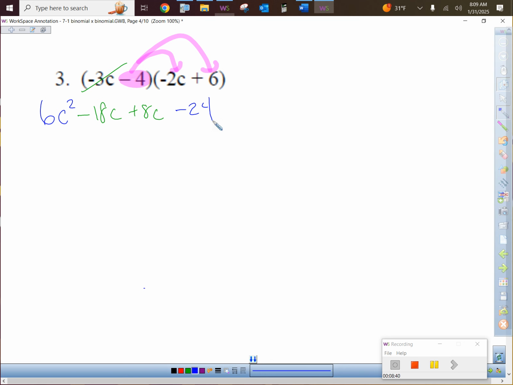2 dudes times 2 dudes, you should get 4 dudes back. Just so happens that some of those dudes are like terms. Aren't those middle guys like both some C's, right? So what is a negative 18C plus a positive 8C turn out to be? How many C's? Negative 10 C's.